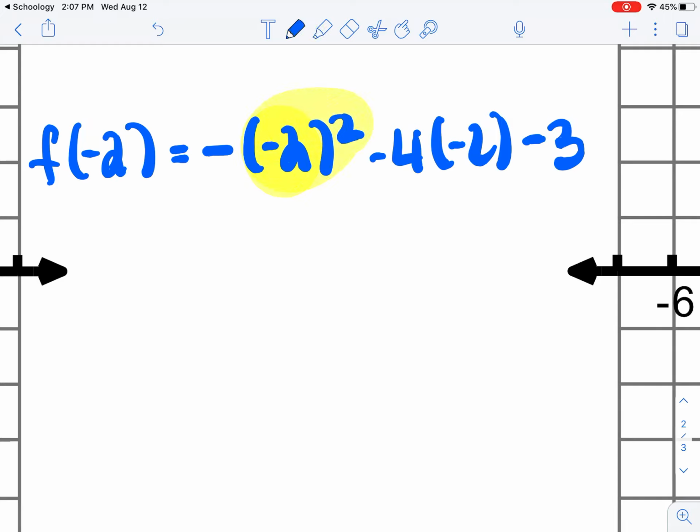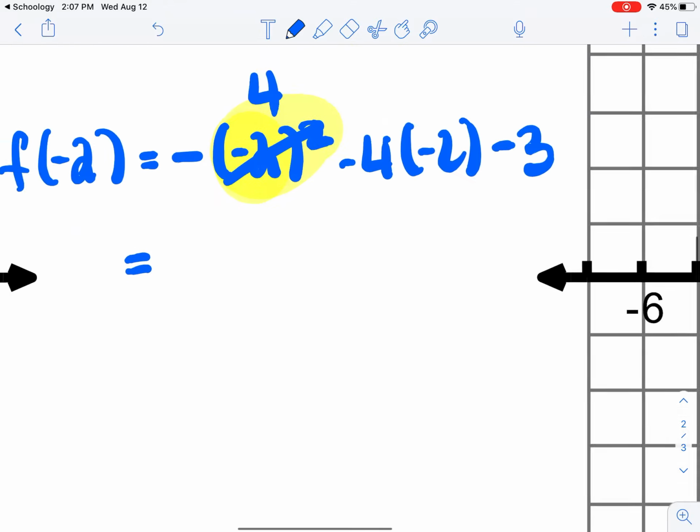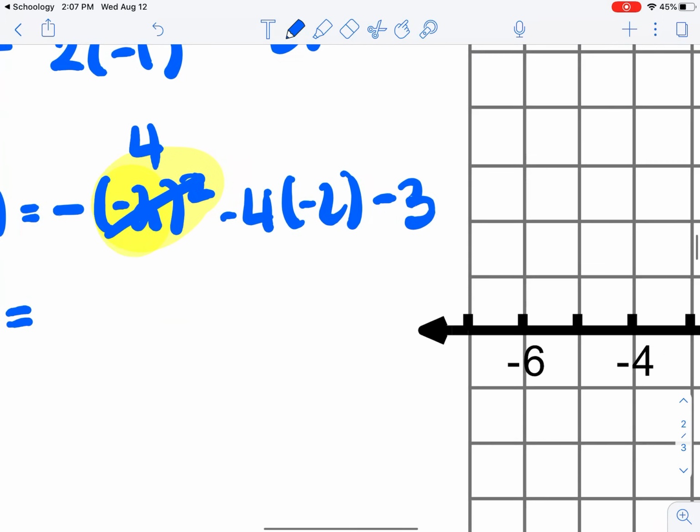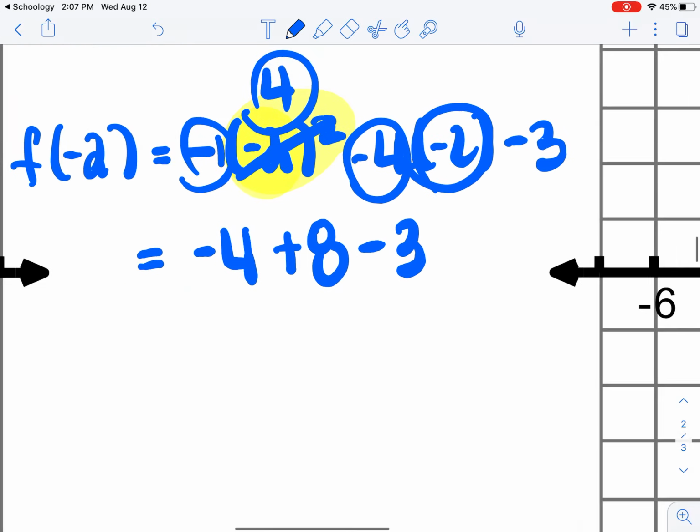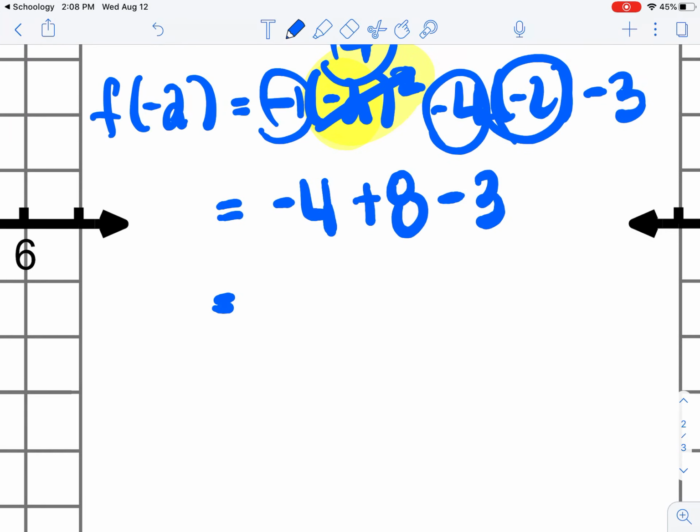Next, it says do exponents. Negative 2 squared is 4. Now it says do multiplication or division left to right. Here's multiplication right here. Please realize this is negative 1 times 4, which is negative 4. Negative 4 times negative 2, which is positive 8, and then minus 3. Now I can do addition or subtraction left to right. So that's 1.